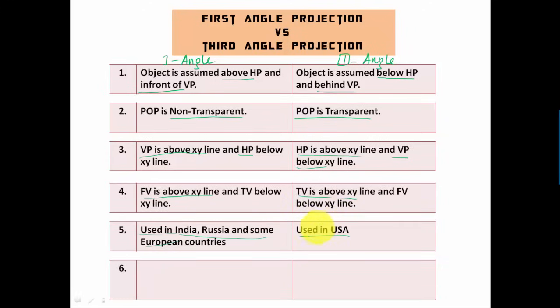Now let's move ahead and look at the symbol. This basically is the symbol for making sure that every drawing prepared on a drawing sheet is made in first angle, that is assuming the object above HP and in front of VP. And if you see this symbol in any drawing in the bottom right portion, you will assume that the projection of the object was made assuming that it was below the HP and behind the VP. Alright, so that was all about the differences between first and third angle projection systems.